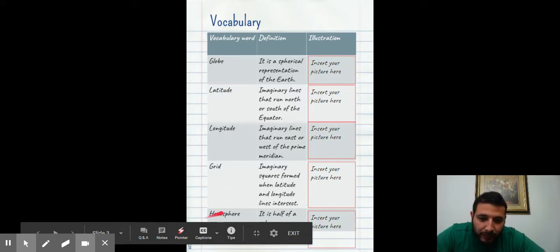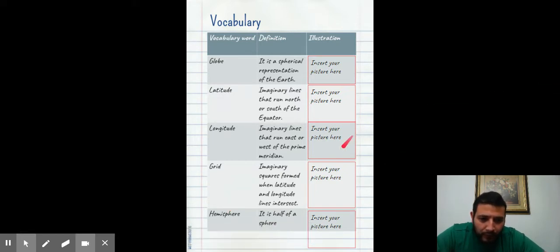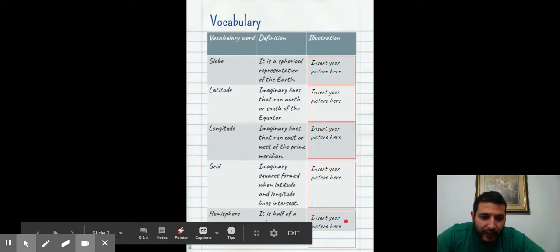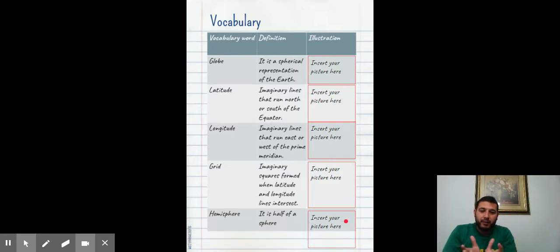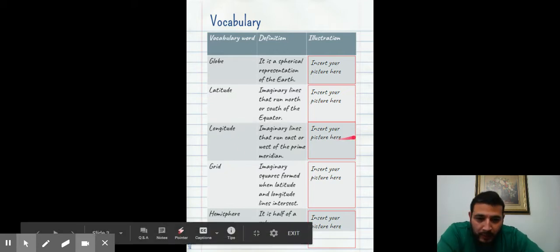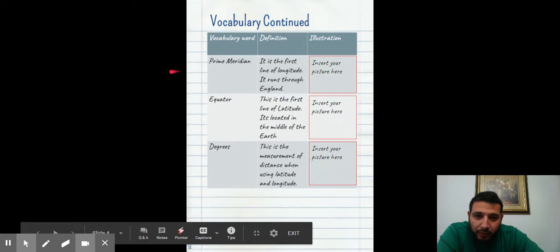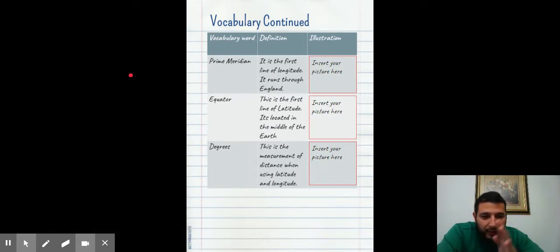Okay, and then hemisphere, that's just like half of the Earth. So hemi means half, like a half circle. Now prime meridian, I already told you, that's where they count zero and they go in opposite directions. The equator is in the middle. That's how they count the latitude, and that's how they start, at 0 degrees.